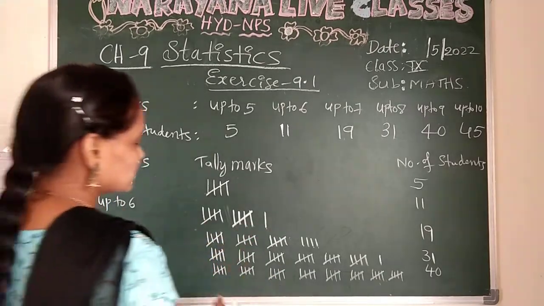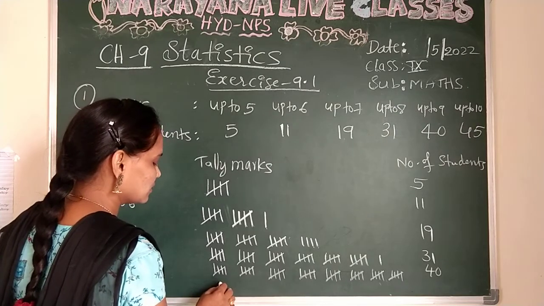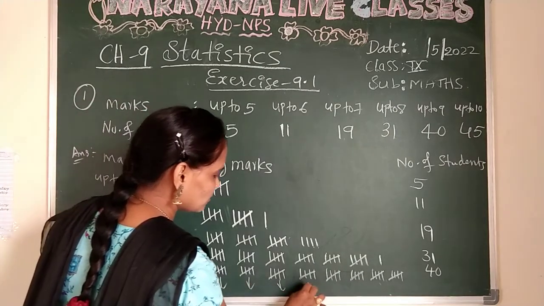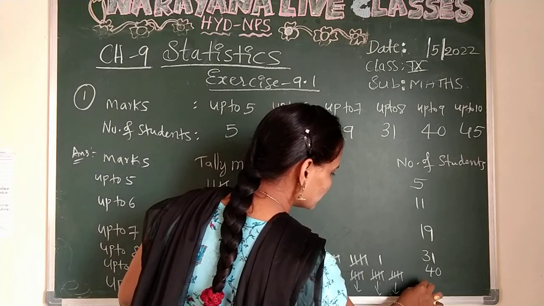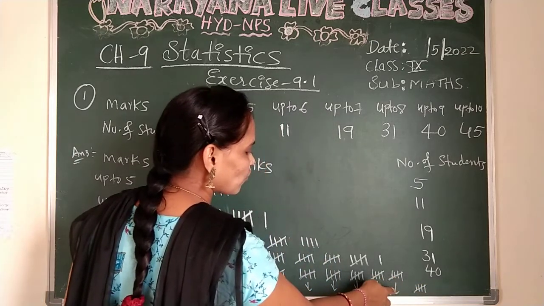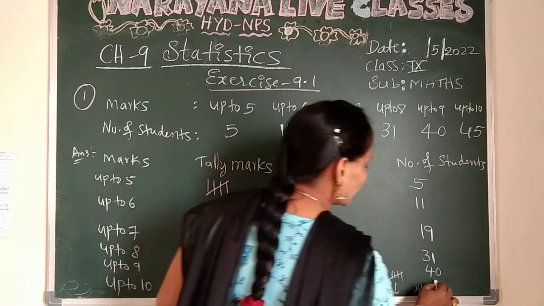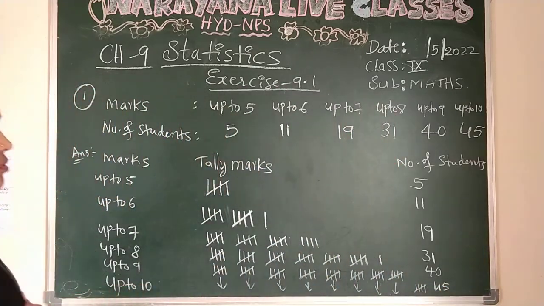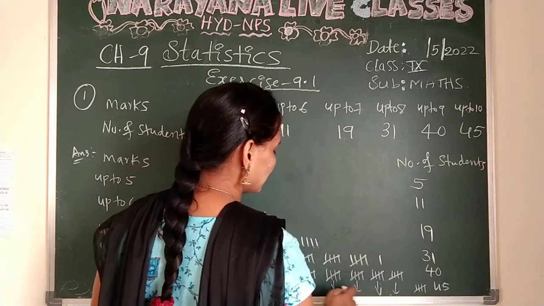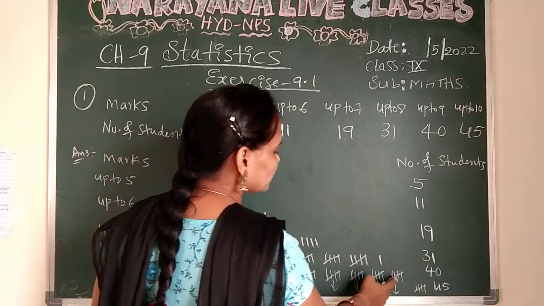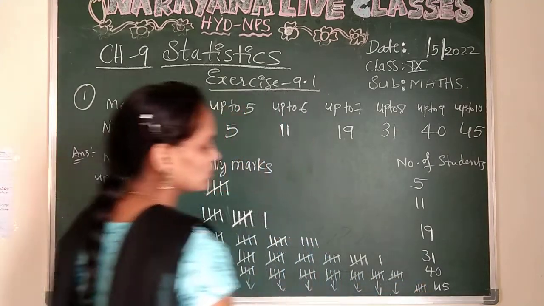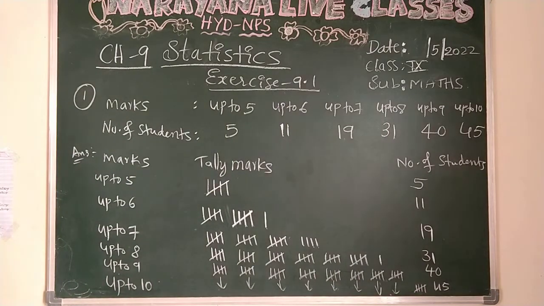So one more, these lines as it is, you can write here up to 40, and one more it will be 1, 2, 3, 4, 5. So up to here 40, this is plus 5, so 45. Number of students 45. If I write it all, it will take time, so I mentioned it like this. These lines as it is, here you can write, and at last 5 more. So 40 plus 5, 45 it will come. This is how to write the frequency distribution table for given marks and number of students.